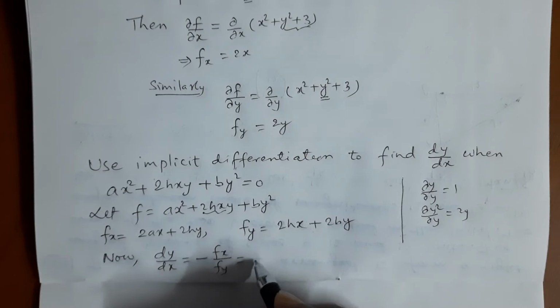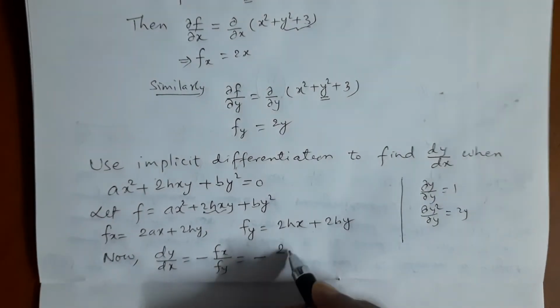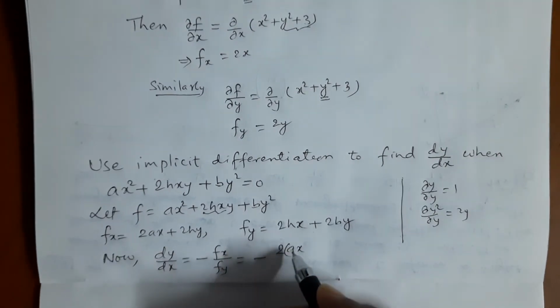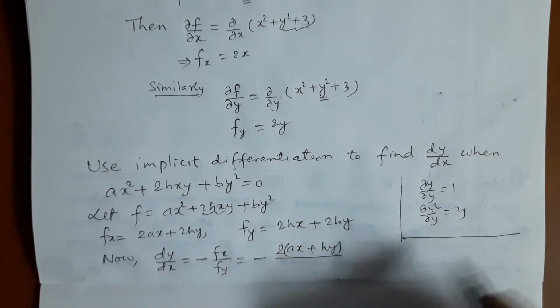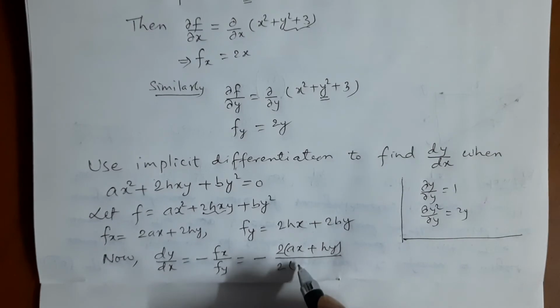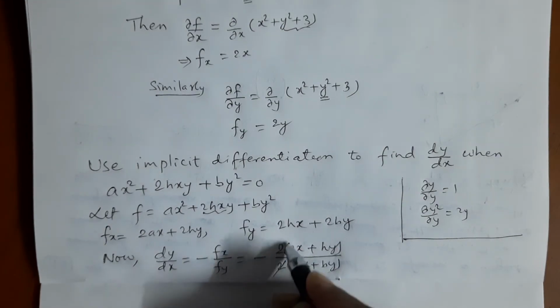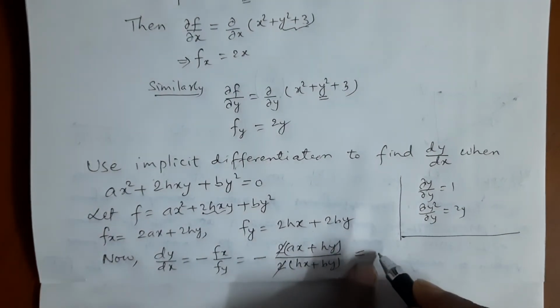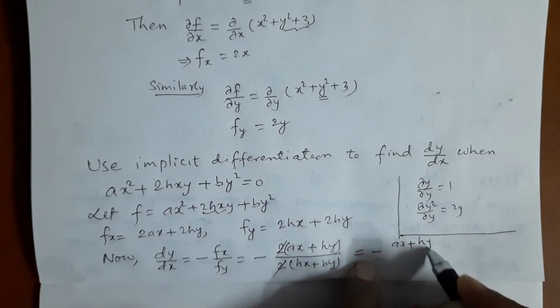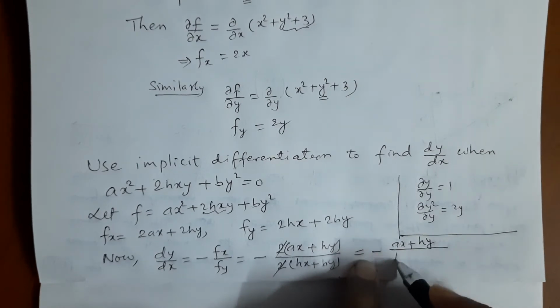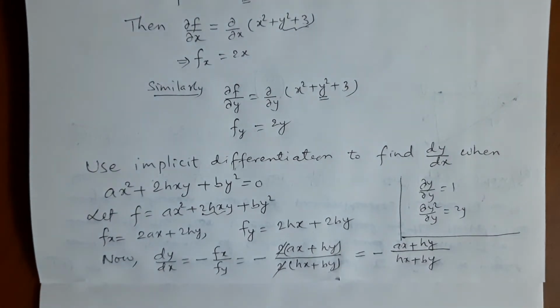So here minus fx, that is 2ax plus 2hy; you can take 2 common from this, and over fy, from this also 2 common, 2hx plus 2by. And now this 2 can be cancelled, so our implicit differentiation is minus ax plus hy over hx plus by. In this way, using partial derivatives in a short way, we are able to find out implicit differentiation.